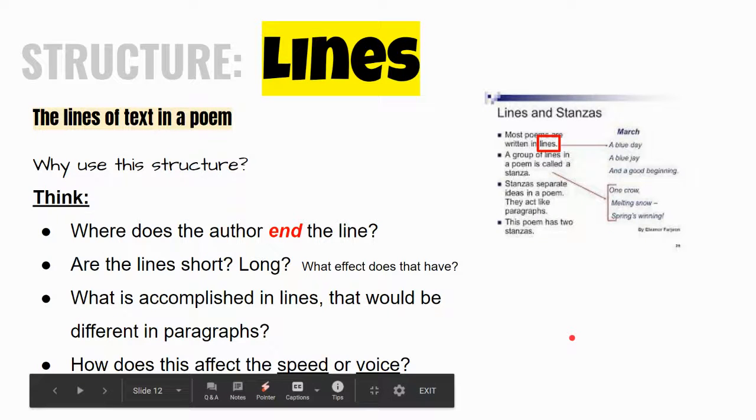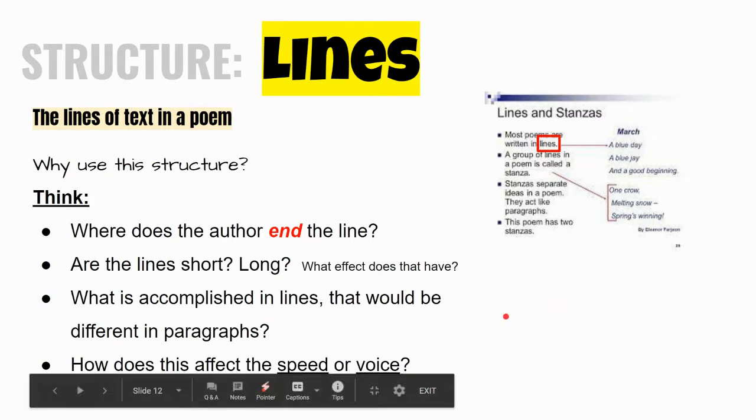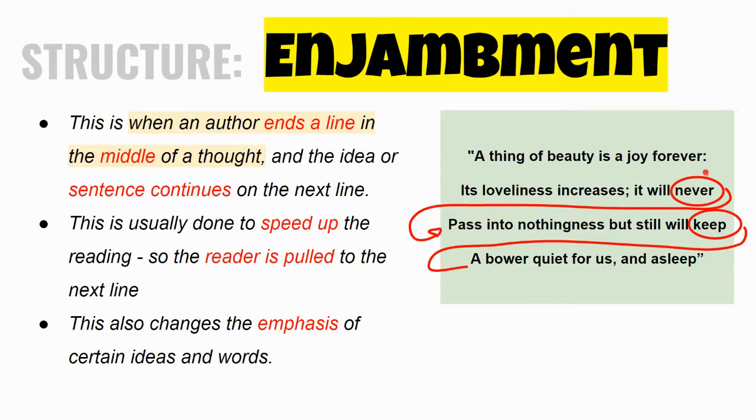Okay, and then think about, why do authors end lines where they do? You'll notice in most of these poems, they're not written out in paragraphs. They end the lines in very specific ways. So think about, why does the author do that? What are they trying to emphasize at the end of the line? Or are they trying to use this next one called enjambment, where they end it, but the sentence doesn't actually end till after that next line. So they stop it and then they go on to the next line.